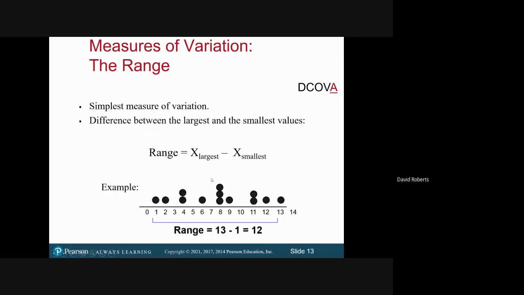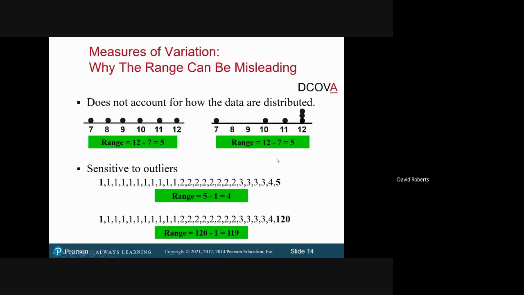So the range is very simple. You simply take the largest number minus the smallest number in your ordered array. So 13 minus 1 is 12. It tells you the numbers range from 1 to 13. So the difference between the two is simply the range.